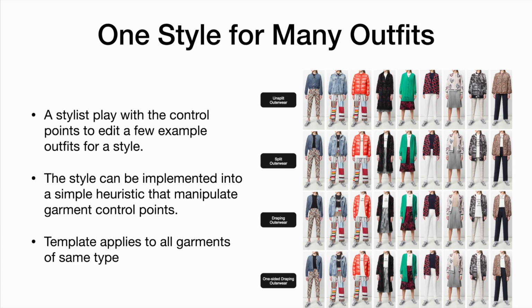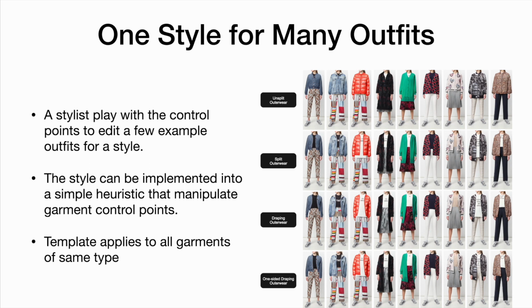We can also use the same system to build templates that would render the same outfit in different ways. The way we do that is you can have a stylist start creating a style by dragging the control points around and changing the drape of one example until they're happy. Then the style can be implemented into some simple heuristic to modify the control points of the garment at scale. We can apply the style to other garments of the same category because the control points have the same semantics.